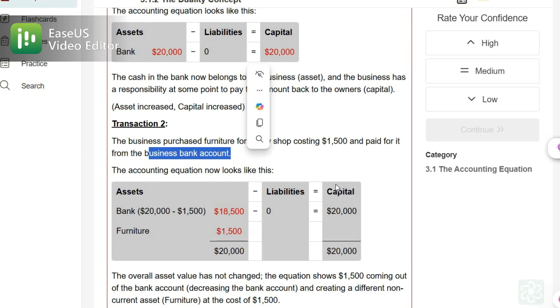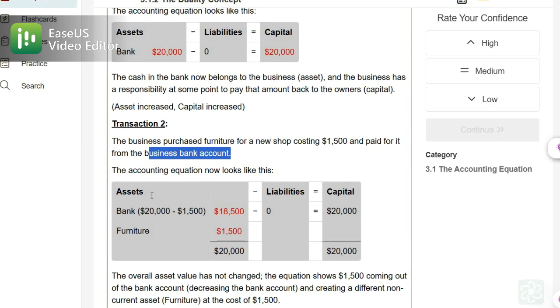So your bank account is decreased by 1,500, while your furniture, which is your asset, is increased by 1,500. So the asset just changed form, and the total stays at 20,000, because you purchase the thing, you pay the cash, and you get the asset. So your total asset remains the same.